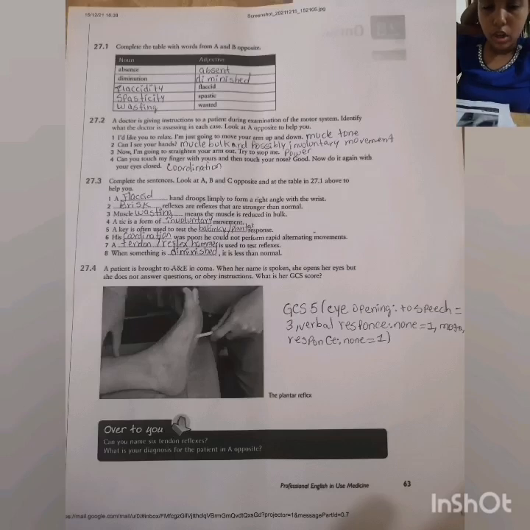27.1 Complete the table with words from A and B opposite. Now adjective. Accent, accent. Diminution, diminution. Flaccid, flaccid. Spastic, spasticity. Western, western.